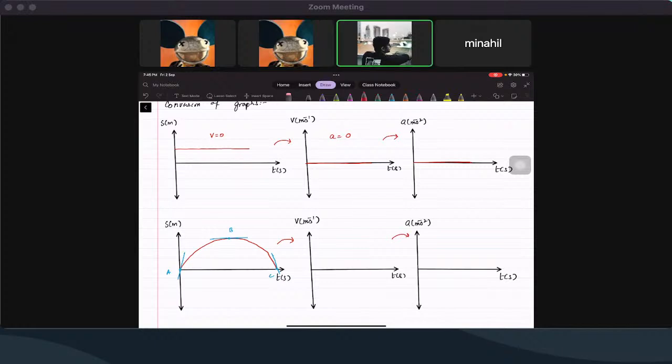Sir, who are you asking? Anyone, if you can answer. Sir, from A to B, the velocity is increasing. Velocity is increasing? Are you sure? I don't think so. Yes, Manahil? A to B, right? A to B.